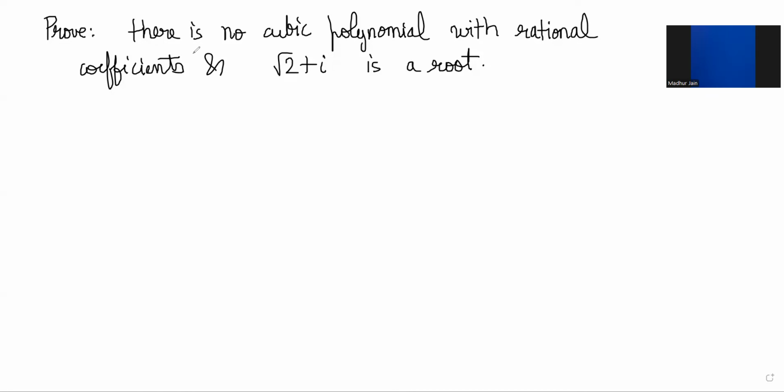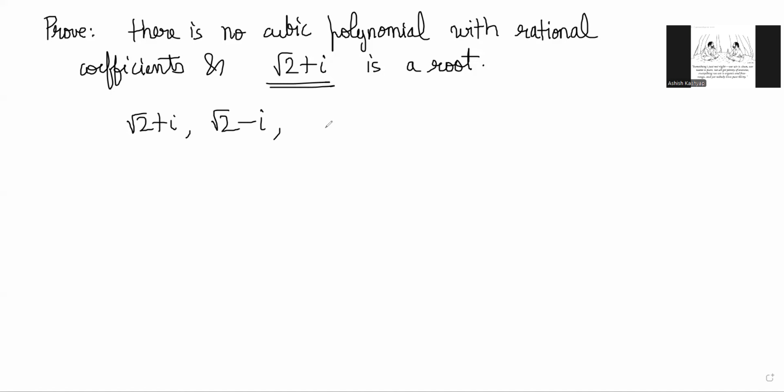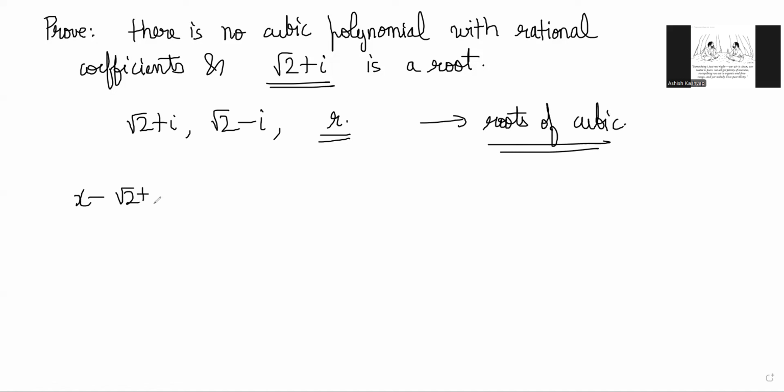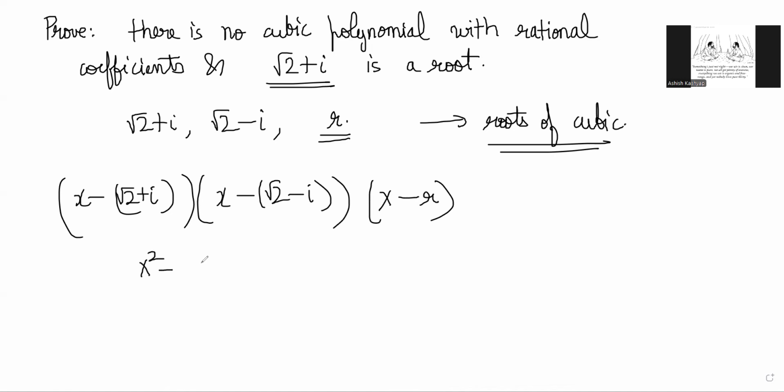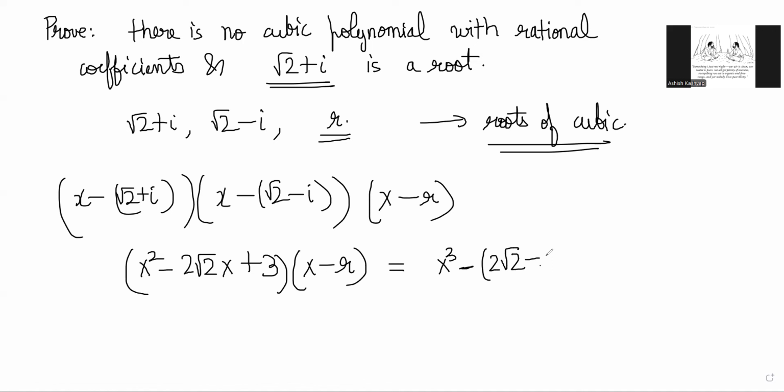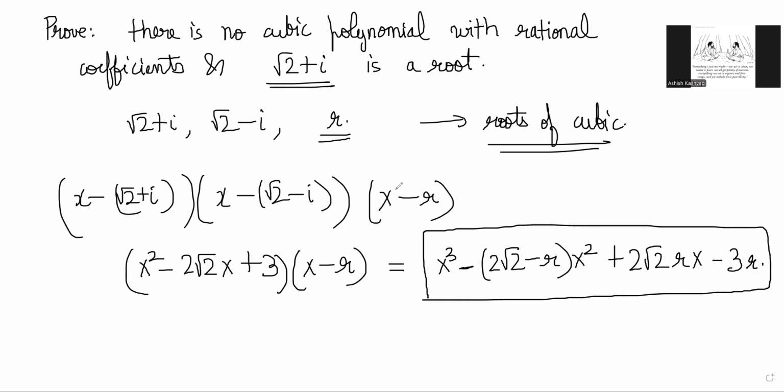Correct? Yes, sir. So what we will say is, we know that if root 2 plus I is a root, then the other root is root 2 minus I, and there will be one third root, which will be an unknown root, let's say R, right? These are the roots of the cubic. Correct? So the cubic will start looking like x minus root 2 plus I times x minus root 2 minus I times x minus R. We know the multiplication of the first two. This is x square minus 2 root 2 x plus 3 times x minus R, right? If you multiply it out fully, you will get x cube minus 2 root 2 minus R x square plus 2 root 2 R x minus 3R, right? This is the cubic that is coming.